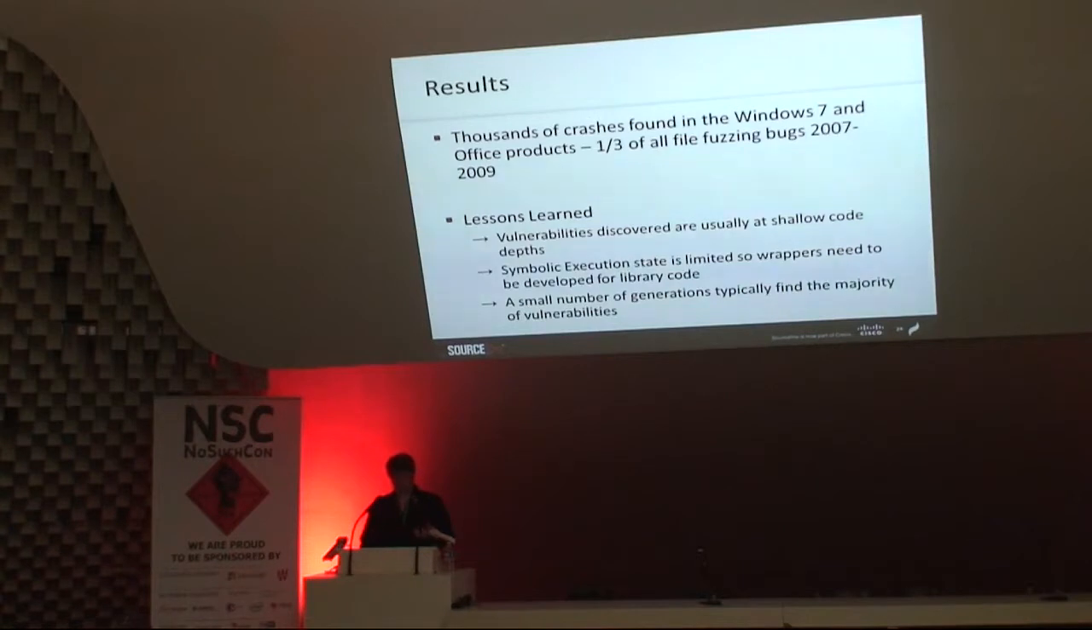So a lot of the vulnerabilities were discovered at shallow code depths once you get to the logic that you're interested in. Symbolic execution state is going to be limited because we're talking about ranges of values, and the way that it's represented internally is pretty expensive. So just pretty obvious stuff. You want to wrap things at the lowest level possible without having much logic in between the business logic and the parser that you're going for.